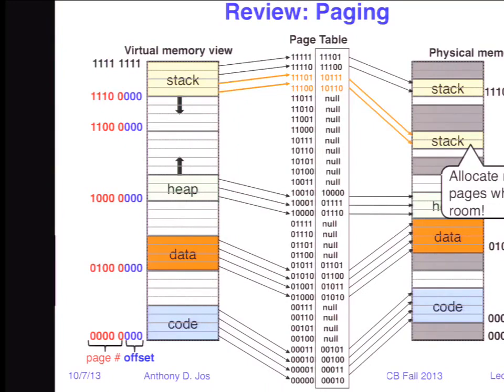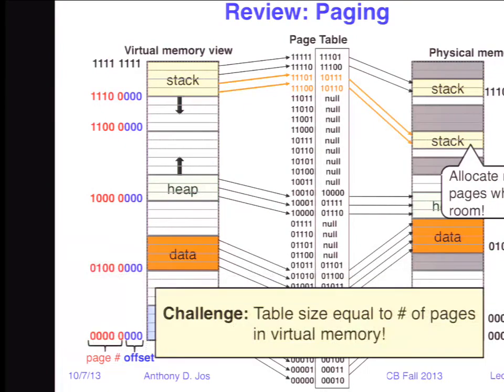All right? So the challenge here is the size of our table is going to be equal to the number of pages that we could have in virtual memory. So especially when we get to very large architectures, like a 64-bit virtual address space, right? If we had a page table for that all in memory, it would be larger than the size of memory that we could afford to buy. Okay? Any questions about segments or paging?